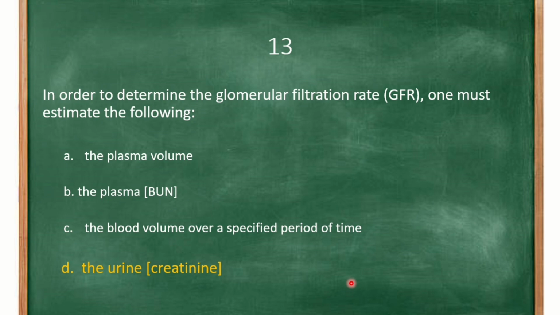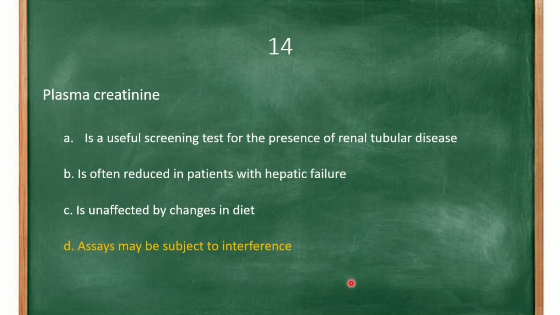So the correct answer for this one is C. eGFR basically measures how well the kidney is filtering blood. Creatinine clearance is a commonly used method to estimate the eGFR. Let's move to question 14.